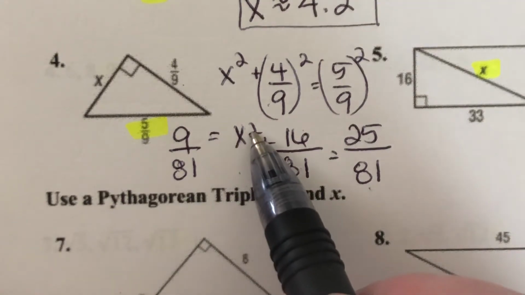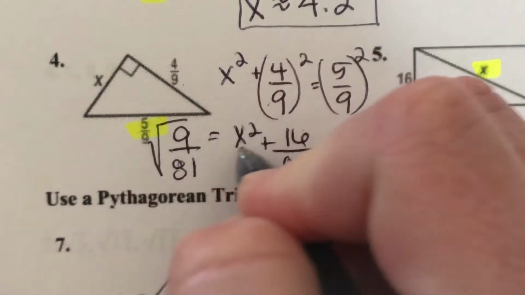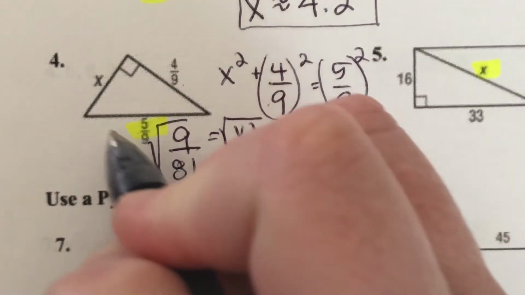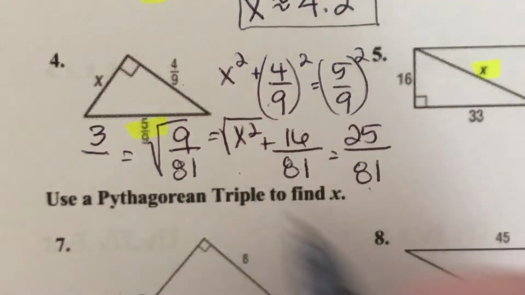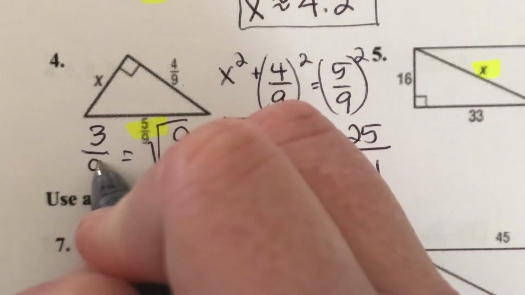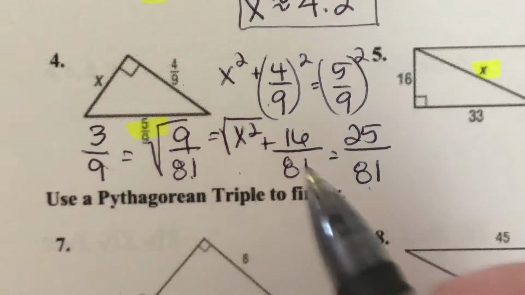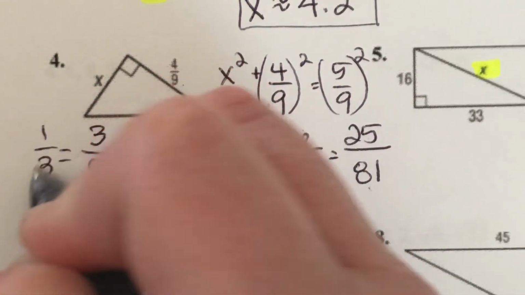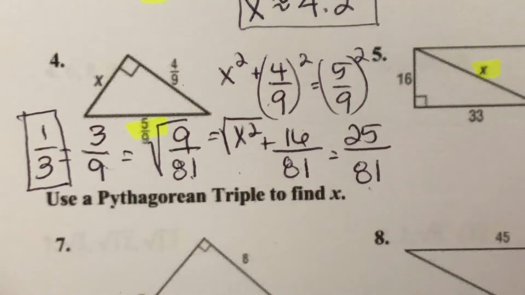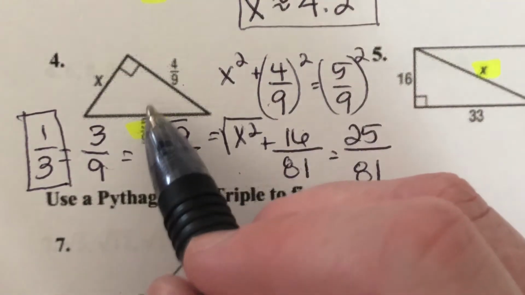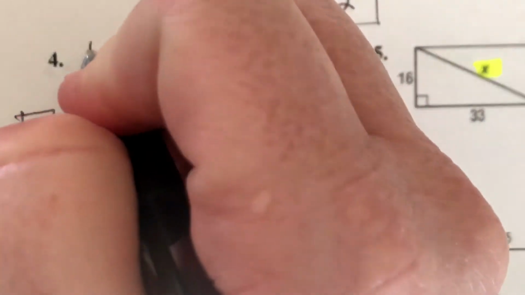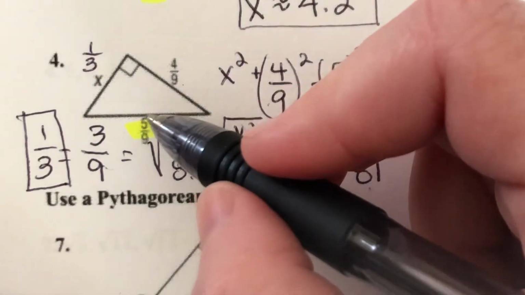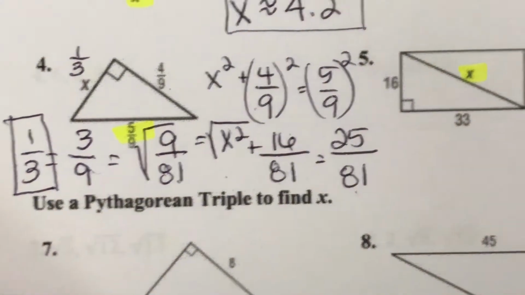But I don't want to know what x squared is. I want to know what x is, so I'm going to take the square root. And the square root of 9, I'm working backwards here, the square root of 9 is 3, and the square root of 81 is 9, and I can still simplify 3 over 9. I can divide the top and the bottom by 3 and get 1/3. So our answer there is 1/3. The length of this side right here is 1/3. 1/3 squared plus 4/9 squared equals 5/9 squared.